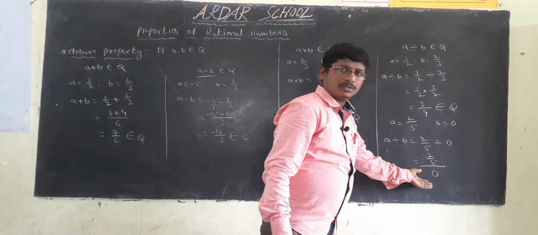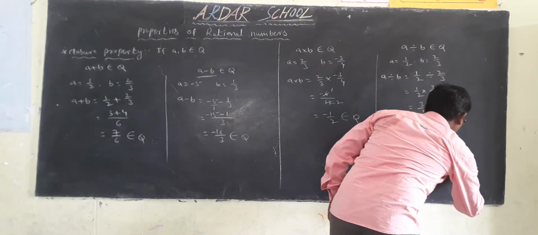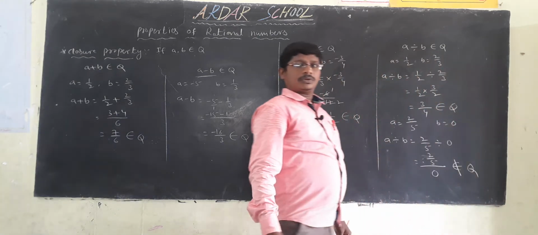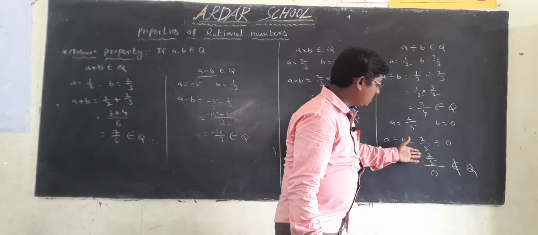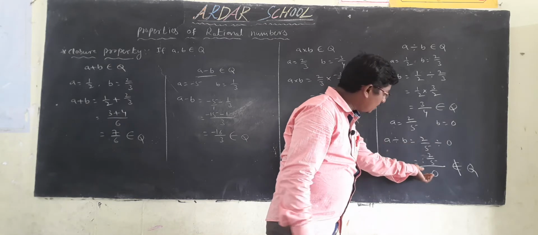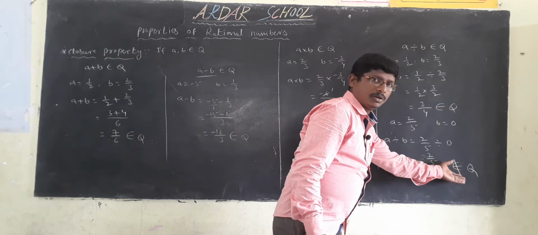Division with 0 is not possible, not defined. This does not belong to Q. Why? Because this is in the form of P by Q, but Q is not equal to 0. Here Q is equal to 0, so this is not a rational number.